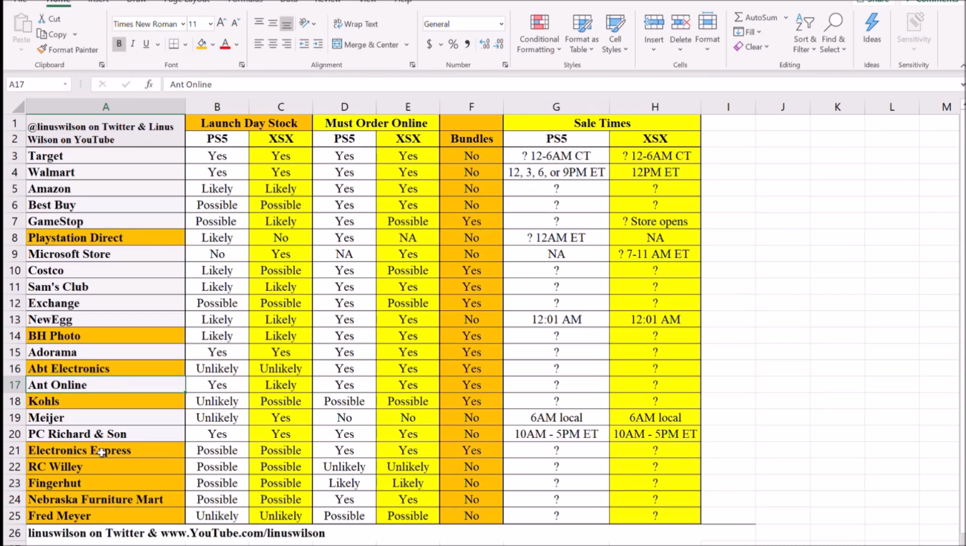But a ton of my followers got stuff from GameStop, Target. Not many. A lot from the Microsoft Store. A lot of people got stuff from the Microsoft Store, Sam's Club, some Costcos. I don't know anybody that got anything from Newegg. There was some Adorama, and there was a lot of Ant Online. I don't recall anybody saying they got it from PC Richard and Son.